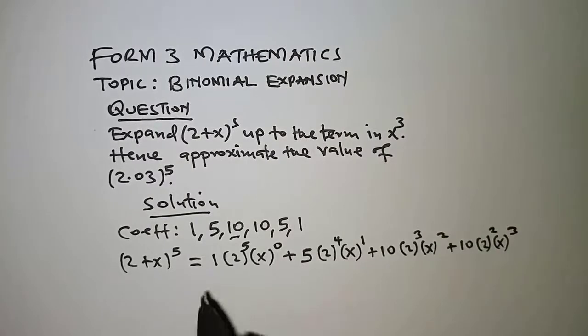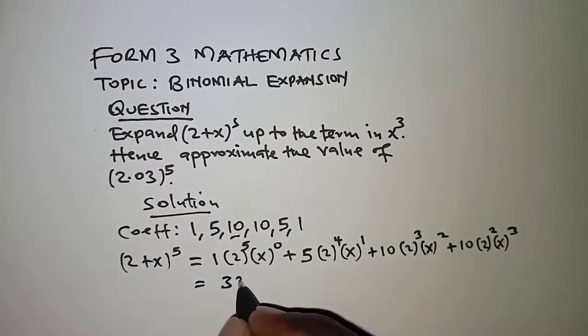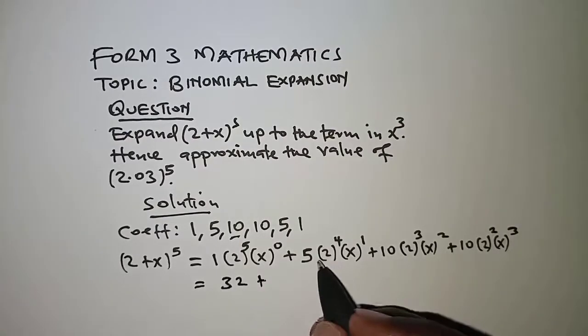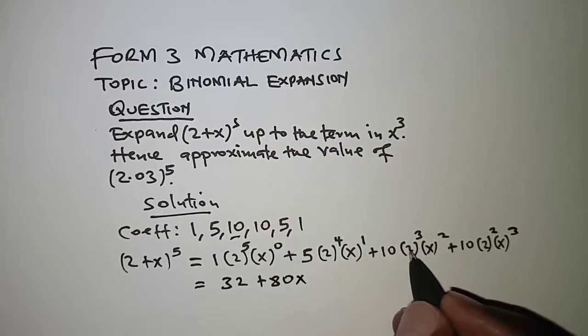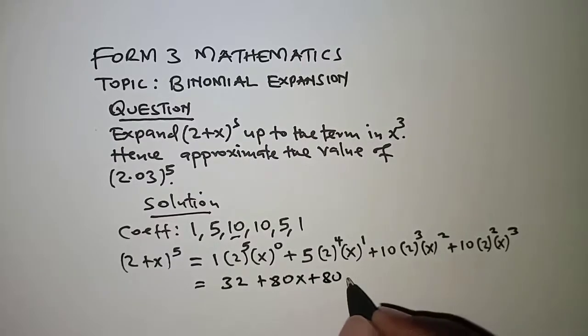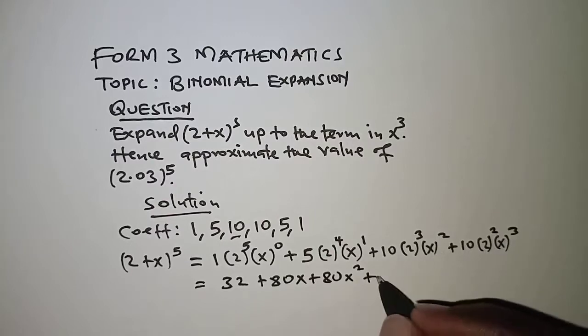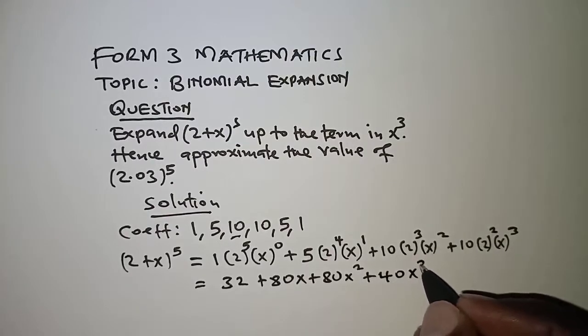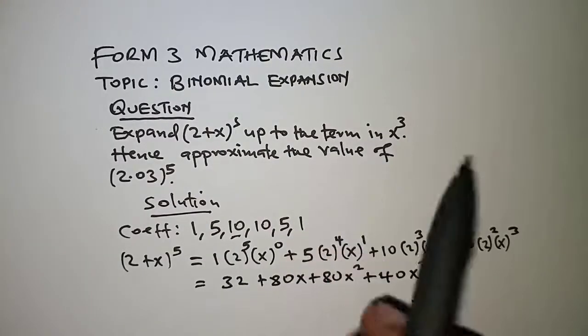Next, here for the first term simplified we have 32, plus second term we have 2 power 4 is 16 by 5, that is 80x, and then here 2 power 3 is 8 by 10, again we have plus 80x squared, and finally we have plus 2 power 2, that is 4 by 10, 40x cubed, and thus we have expanded as instructed to the term in x power 3.